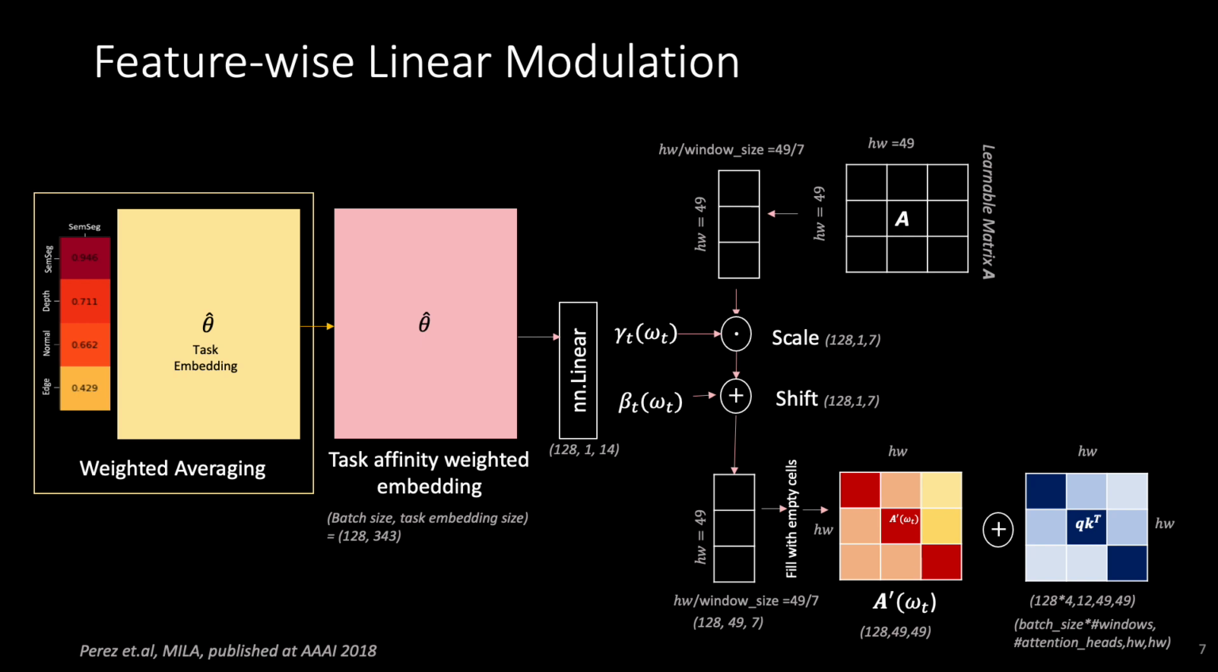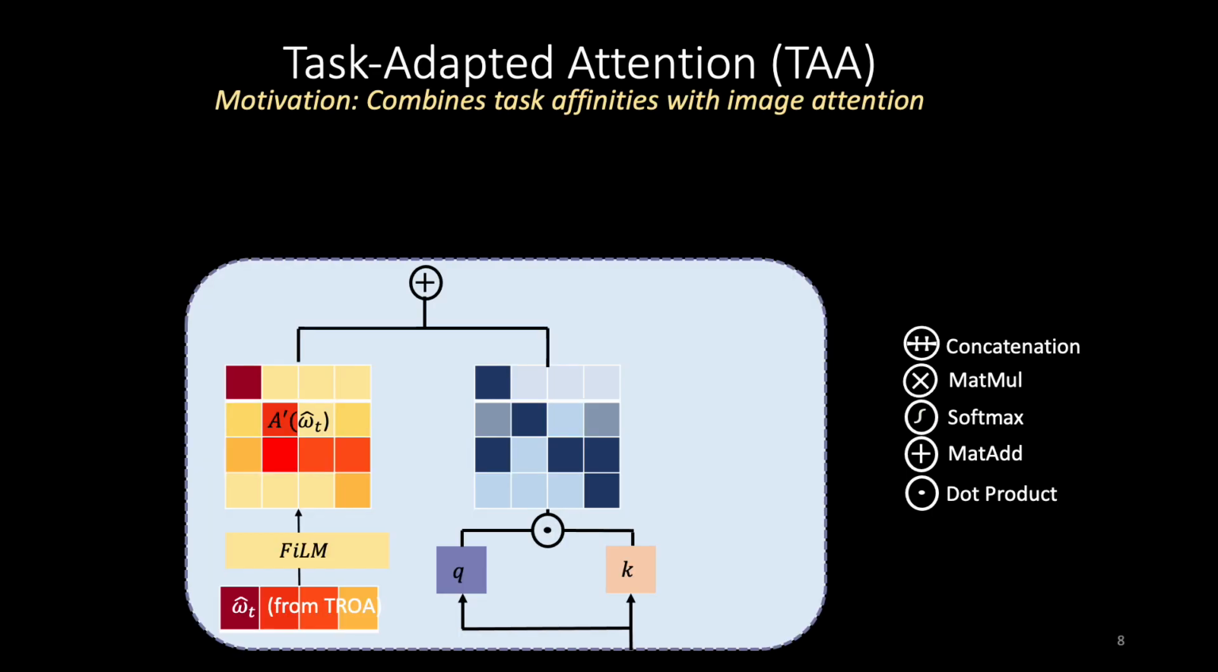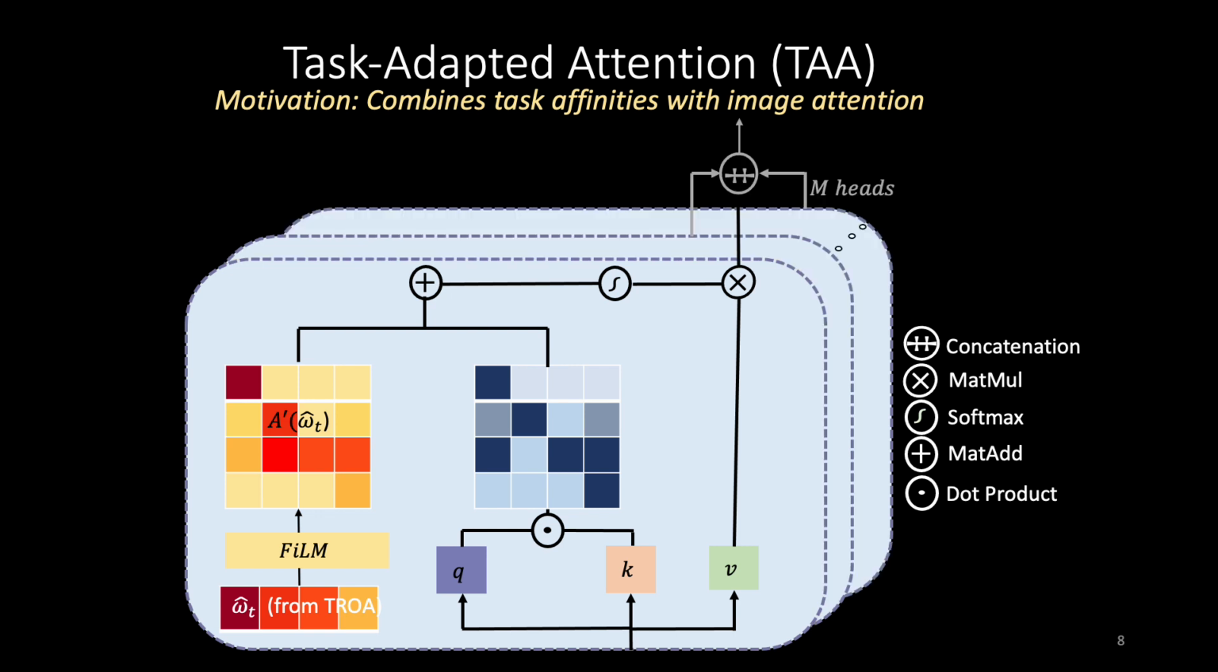This transformation operation is done to match the spatial resolution of the reddish matrix that gives the task affinities with the bluish matrix that is the normal attention matrix. This is what happens within our introduced task-adapted attention module. In more detail, we combine the two matrices in our task-adapted attention module and pass the sum through a softmax operation, which is then followed by multiplying the value to get the single head attention output. This process is repeated m times for multiple heads, and we get the task-adapted attention at the end of it.